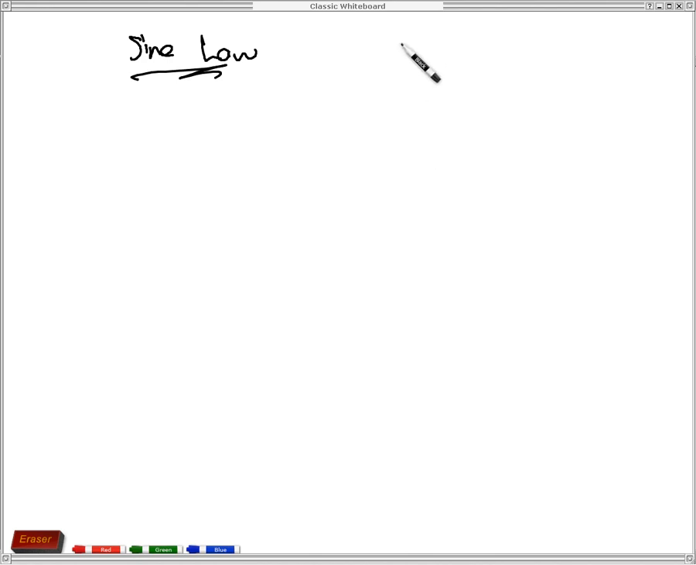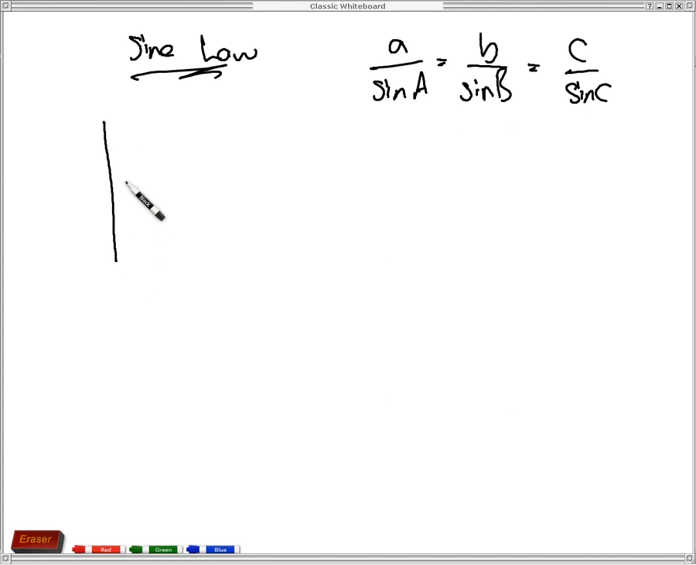Now the sine law is a over sine A equals b over sine B is equal to c over sine C. And in fact, I can write these upside down and it still works. And what you do is you start off with a triangle.